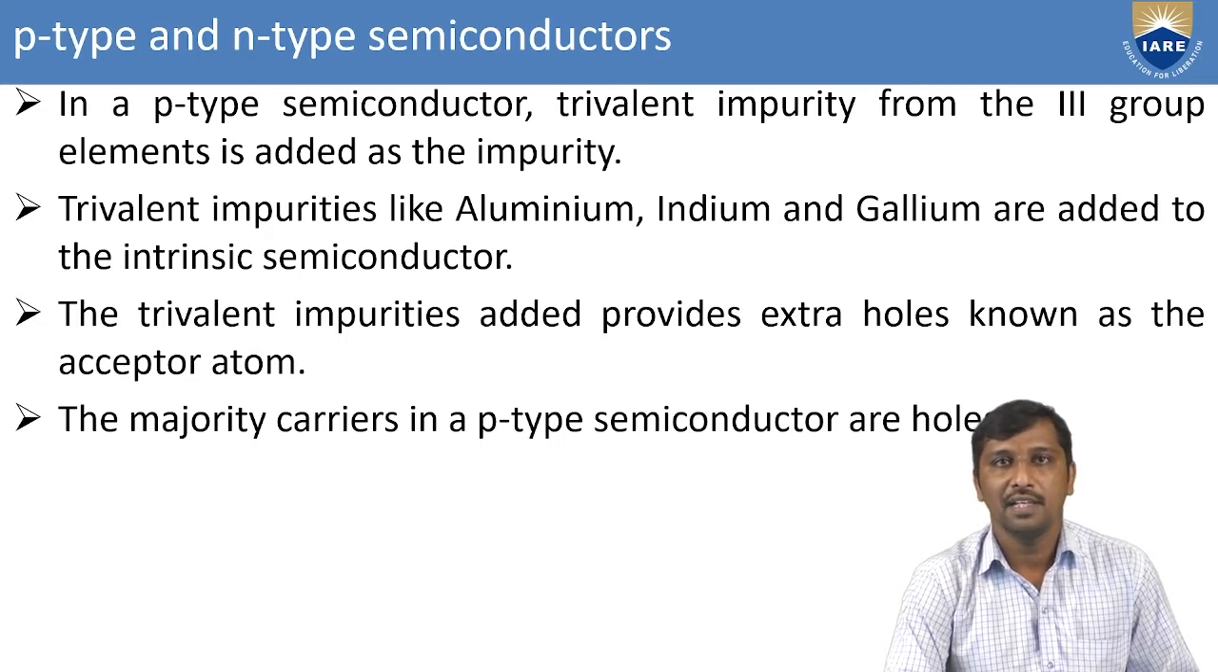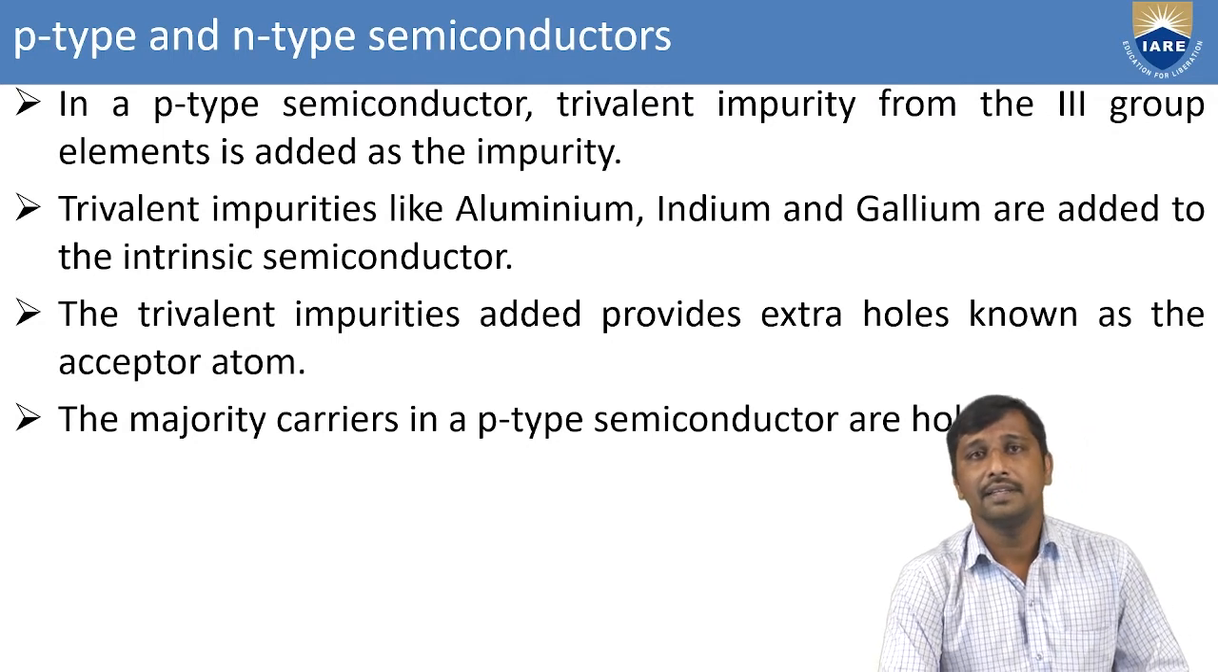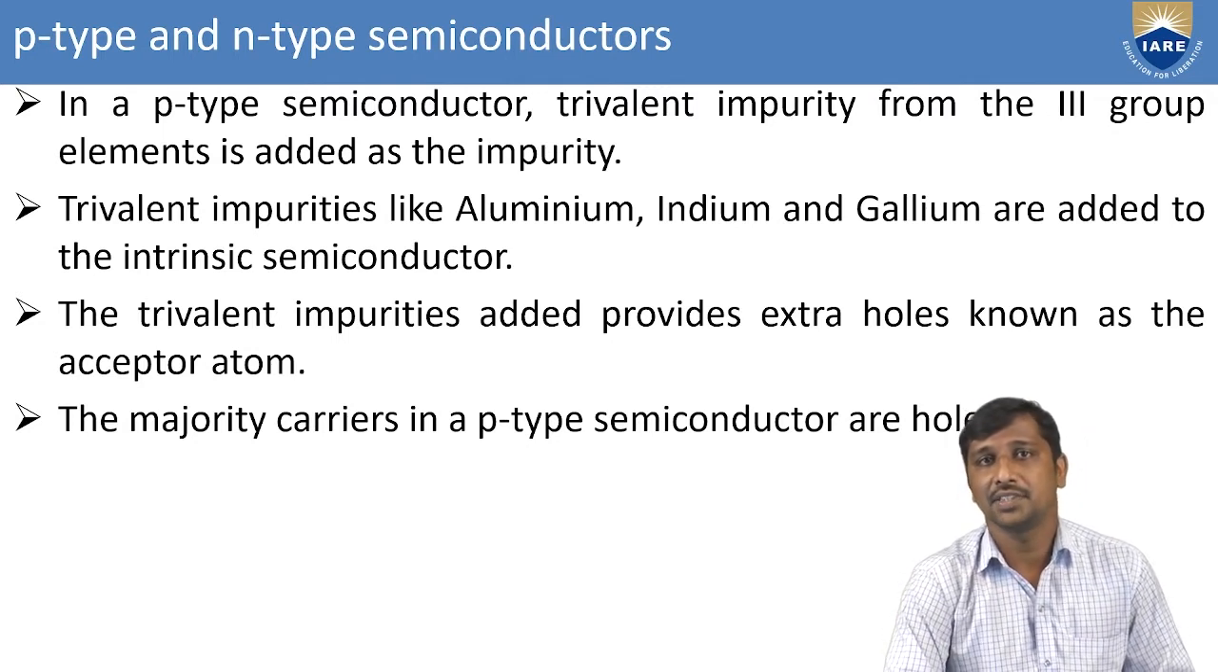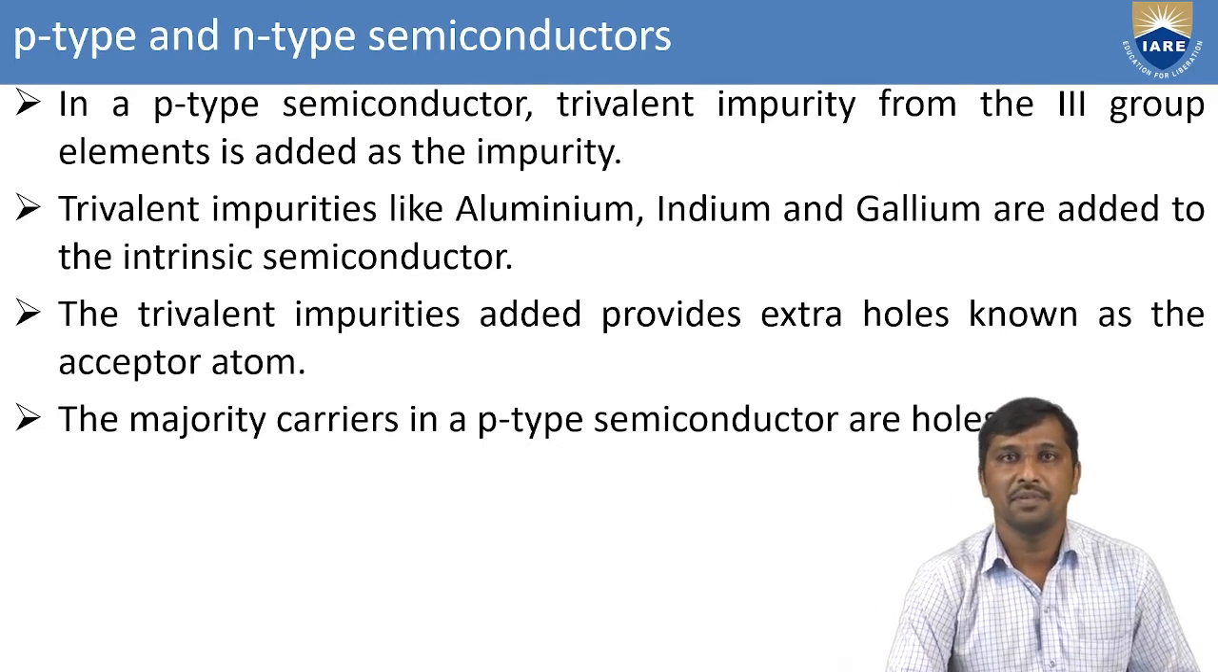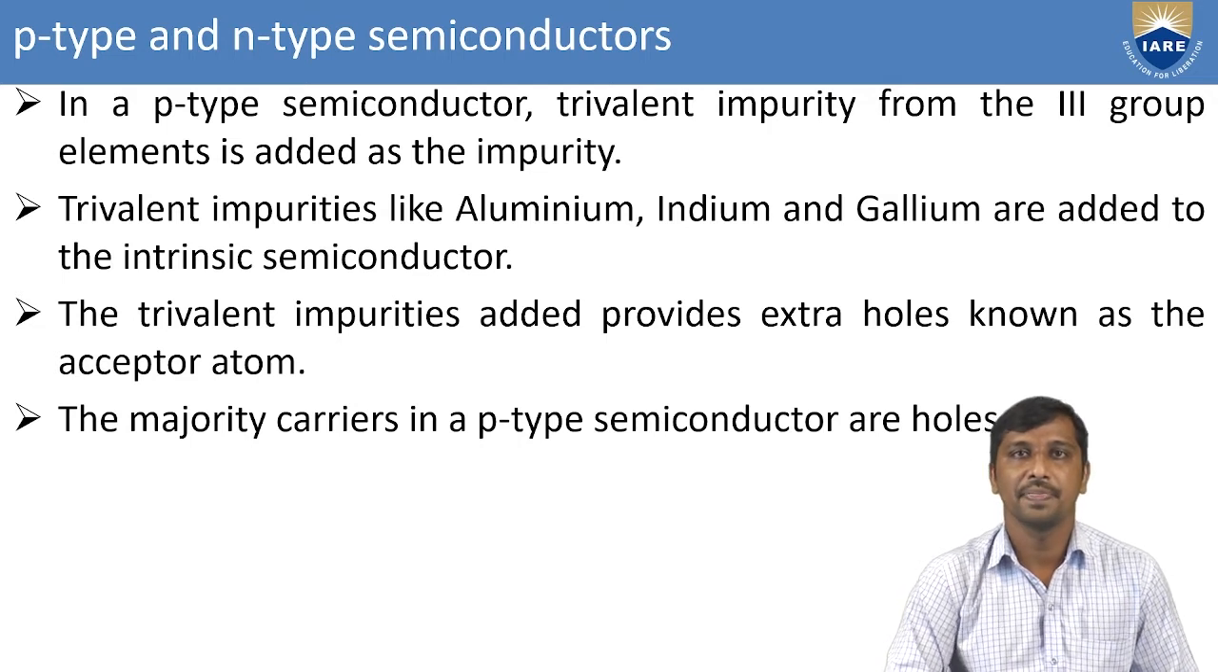While adding the trivalent impurities, or third group elements, to the pure semiconductor, it creates a majority of charge carriers, that is holes. So a larger number of holes are created when we add trivalent impurities to the pure intrinsic semiconductor. In this P-type semiconductor, the majority charge carriers are holes.